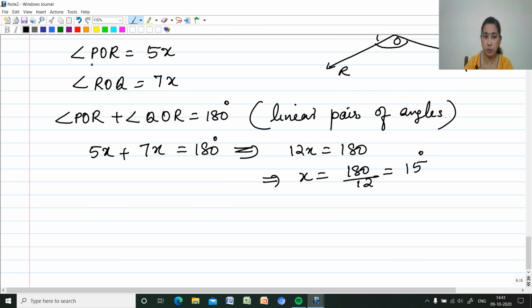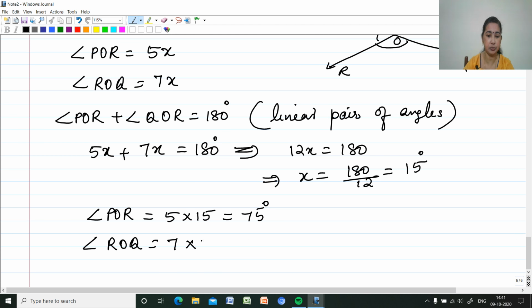So we can find out each angle. How much will be angle POR? POR will be 5 into 15. How much is 5 into 15? That is 75 degrees. And also, how much is angle ROQ? ROQ is equal to 7 into 15. 7 into 15 will be 105 degrees. So one angle is 75, the other angle is 105.